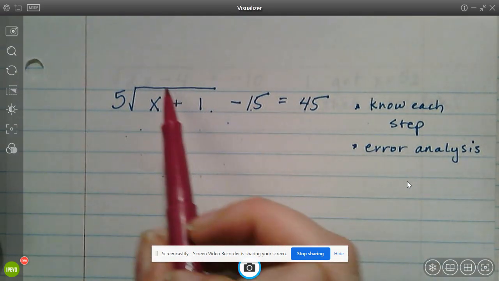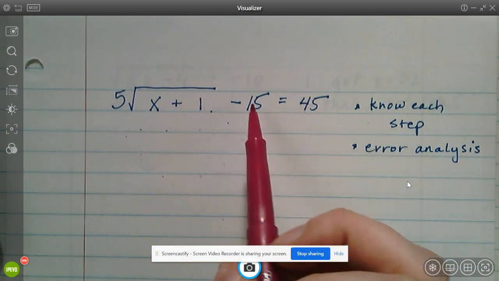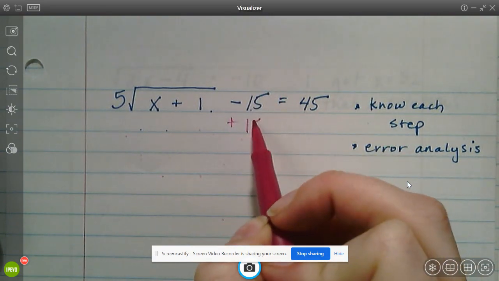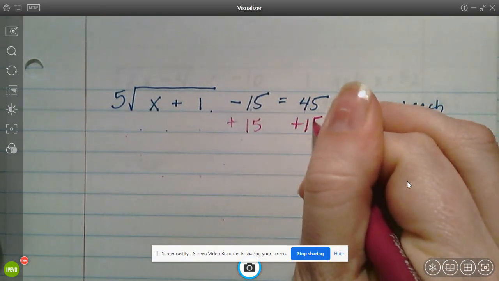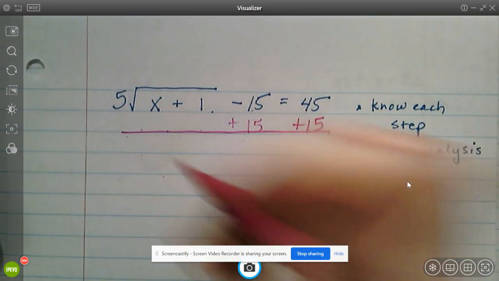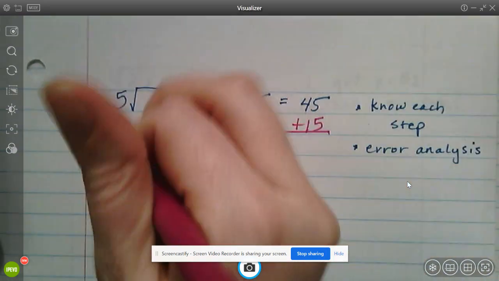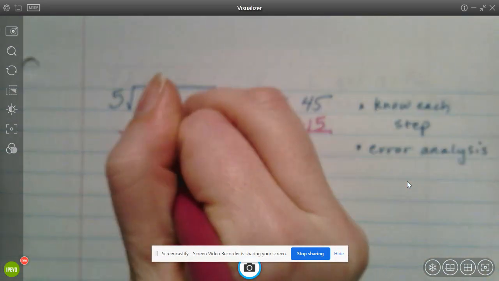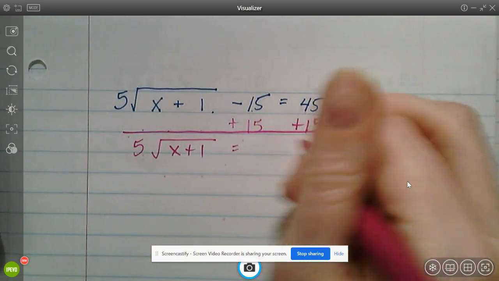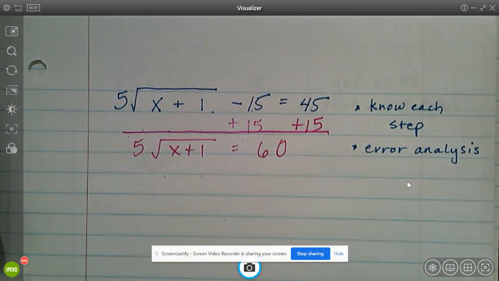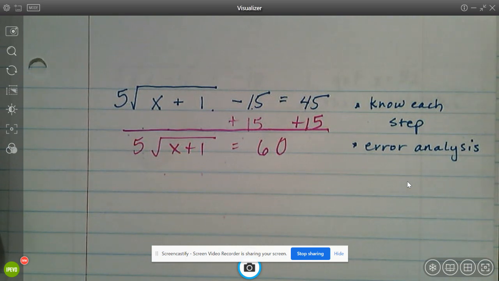So we always want to get the radical alone. We're going to have to move this 15 first. So I'm going to move that over here. Okay, so I'm left with 5 radical x plus 1. And over here, when I add them, I have 60. Okay, my radical is still not alone yet, so I can't square both sides or cube both sides or whatever it is I need to do.